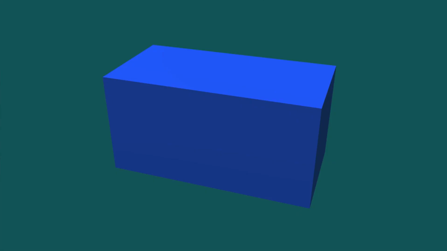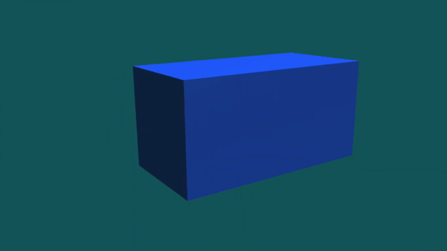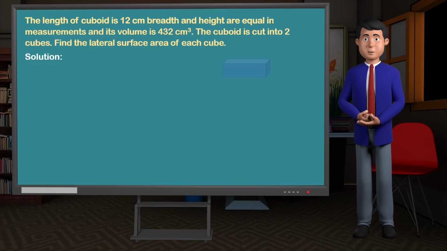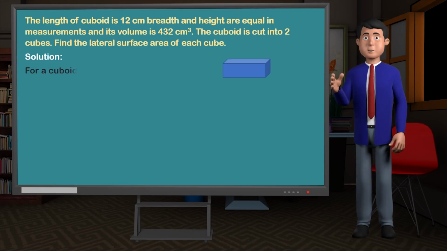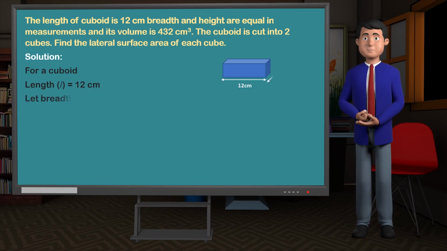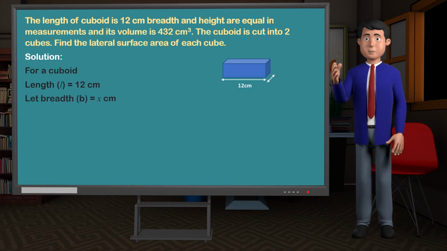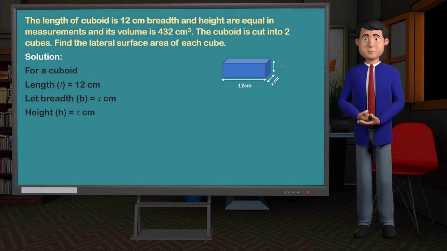Solution: the cuboid has the shape as shown in the figure. It can be observed that the cuboid has 6 faces. Its length is 12 centimeters with equal breadth and height. Given data for a cuboid, length L is equal to 12 centimeters. Let breadth B be x centimeters. Height h is equal to x centimeters.